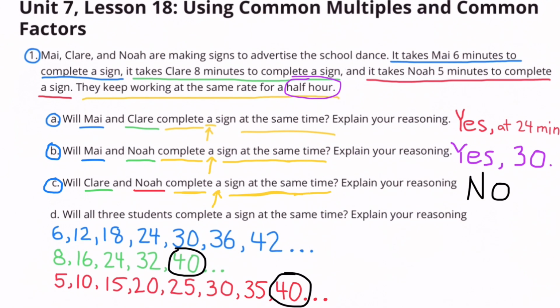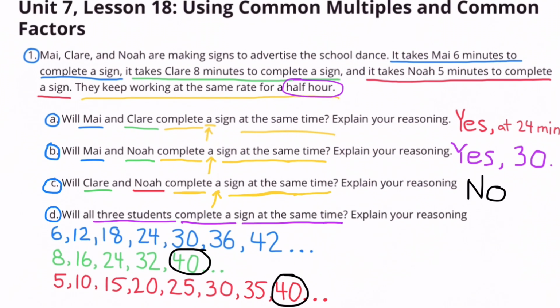C. Will Claire and Noah complete a sign at the same time? Explain your reasoning. Well, I said no because the least common multiple for Claire and Noah is 40, and 40 minutes is beyond a half hour.